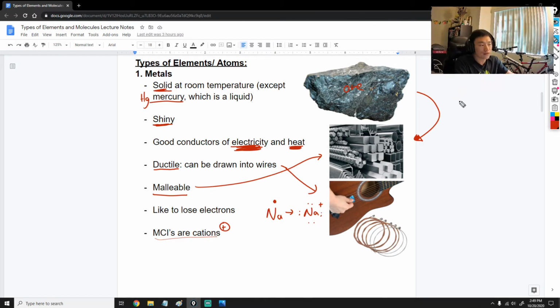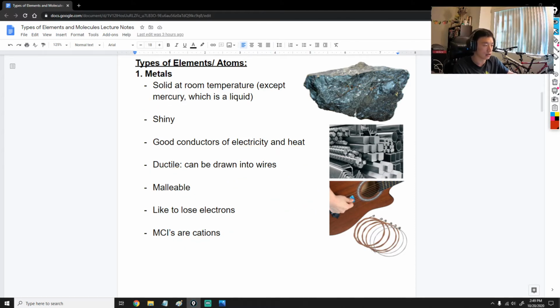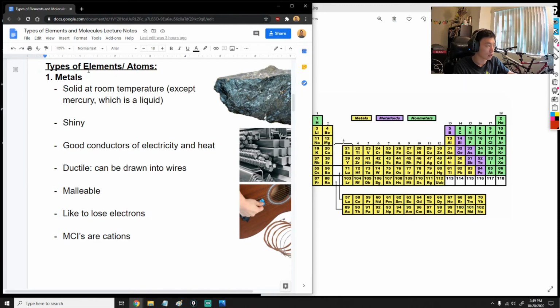Okay, so how do we find metals on the periodic table? Now, if you guys go on Canvas, you will see a new file that's called metals, nonmetals, and metalloids, and you'll be able to download an image that looks something like this.